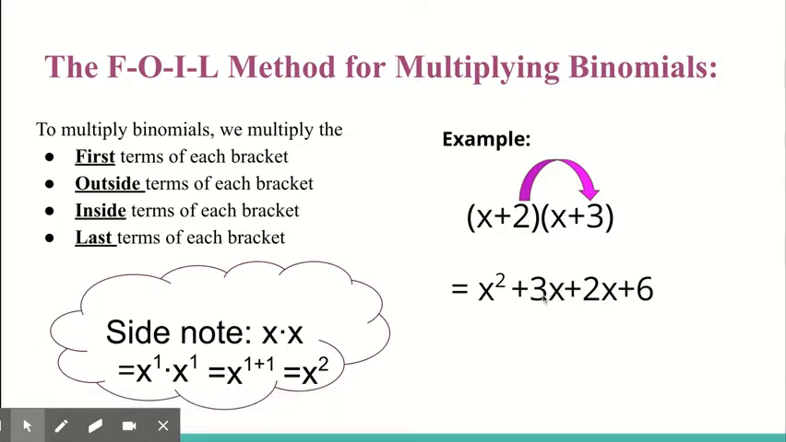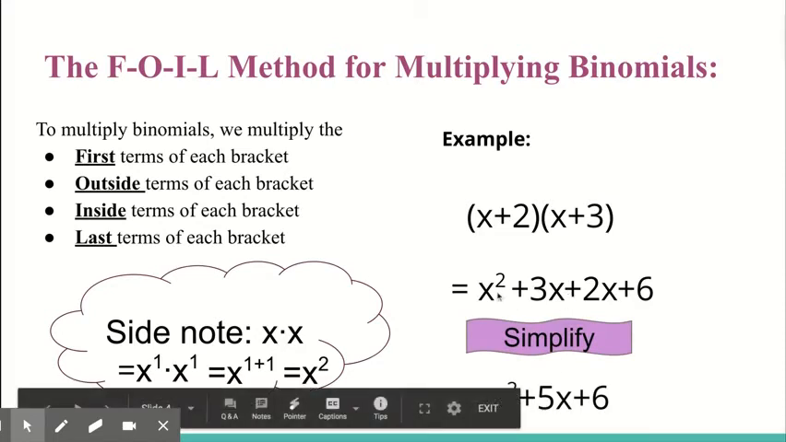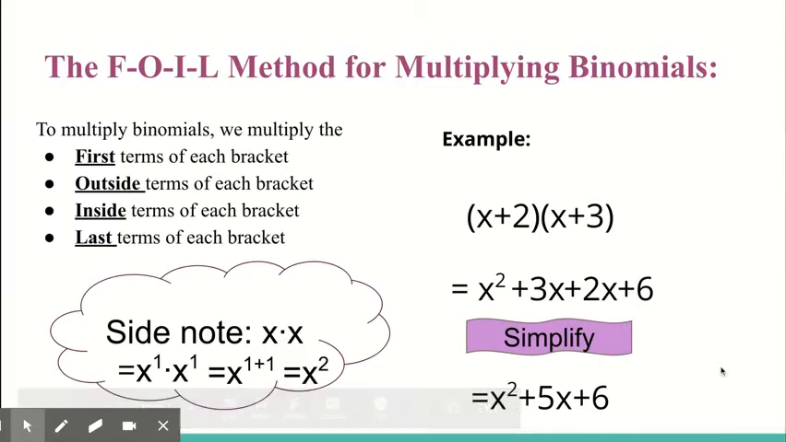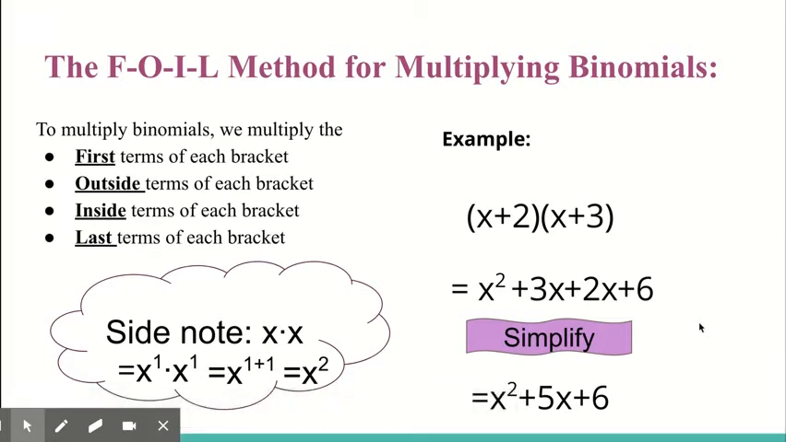So when I do 3x and I'm adding 2 more x, I'm going to have a total of 5x. So I leave my x squared the same. And then I have my 3x plus my 2x. I get 5x, and then leave the 6 as it is.